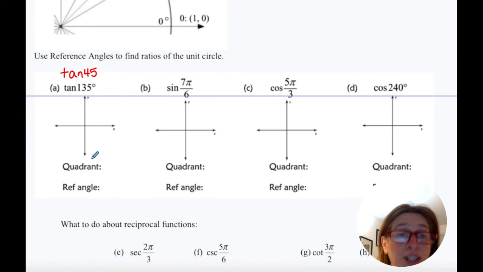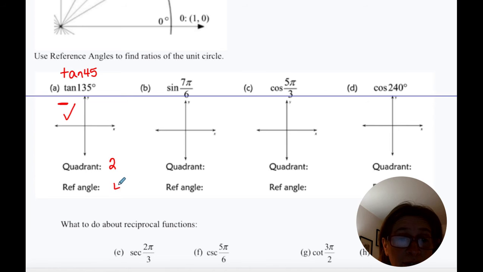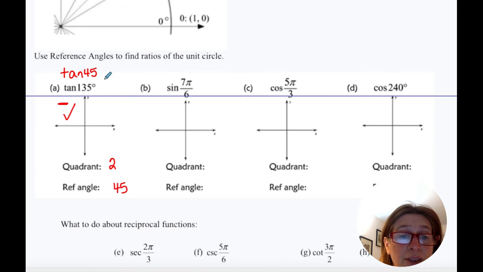But I need to get its positive or negative based on the quadrant. So this is what I do. Where is tangent 135? In quadrant 2. Tangent in that case is negative, okay? So I find the reference angle, which would be 45 degrees. So the tan of 45 degrees would be 1, and so it would be -1. All right, let's try this next one.